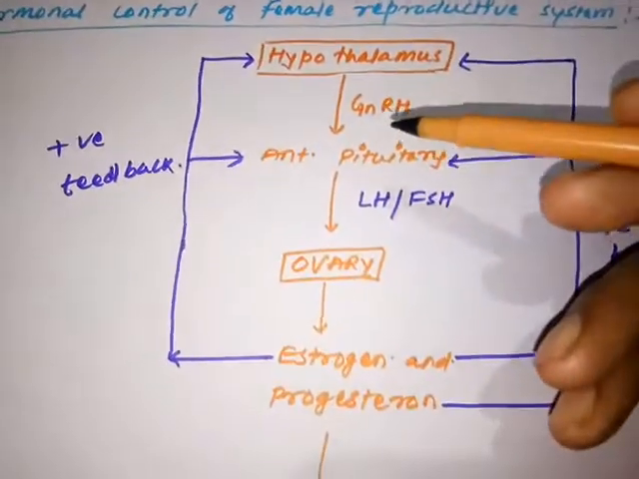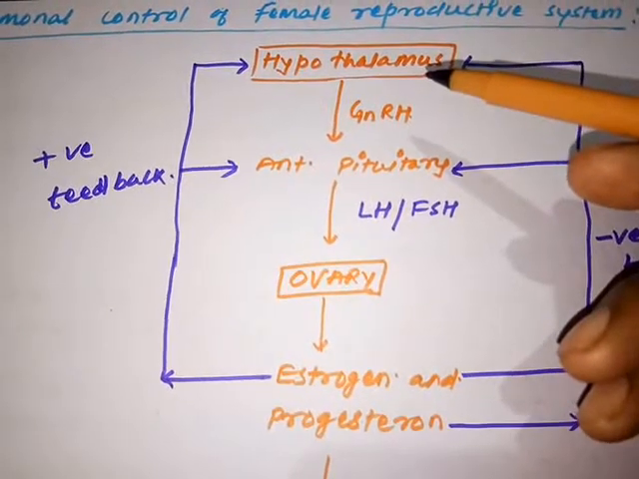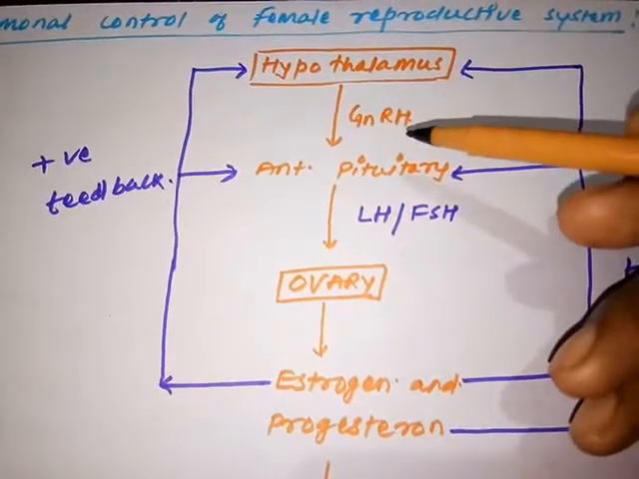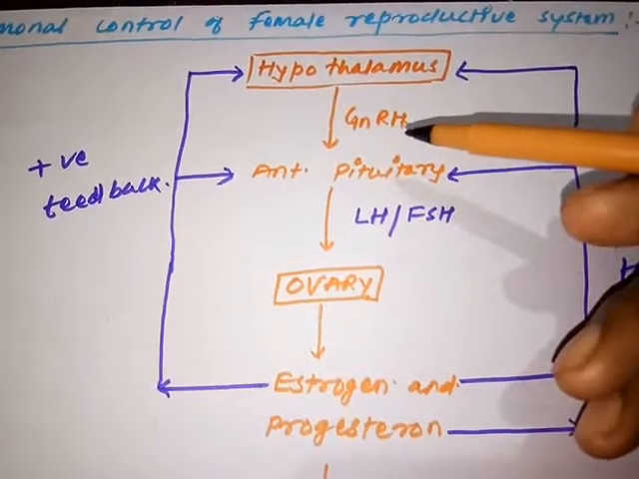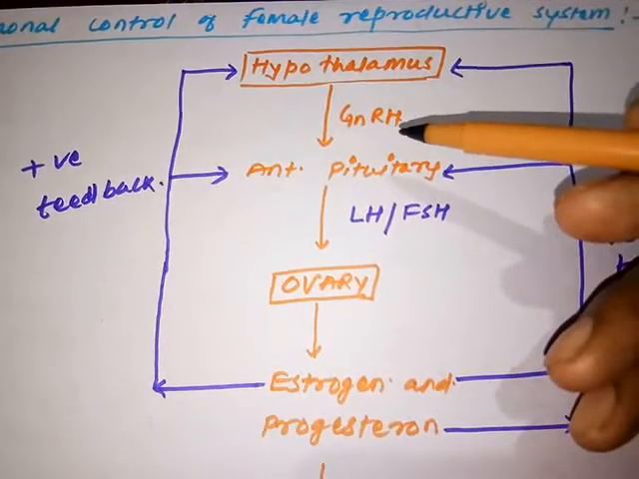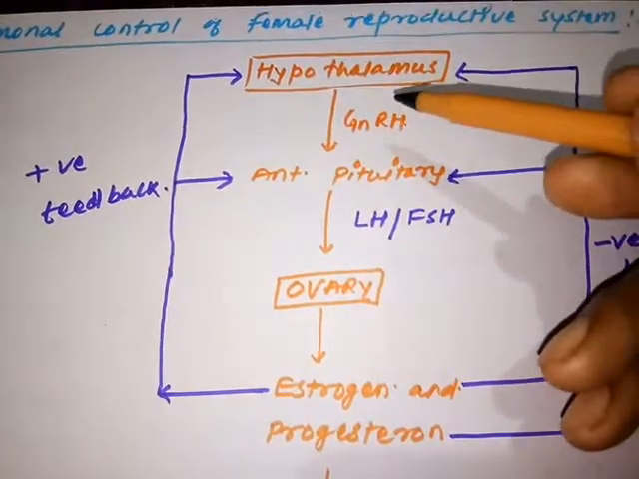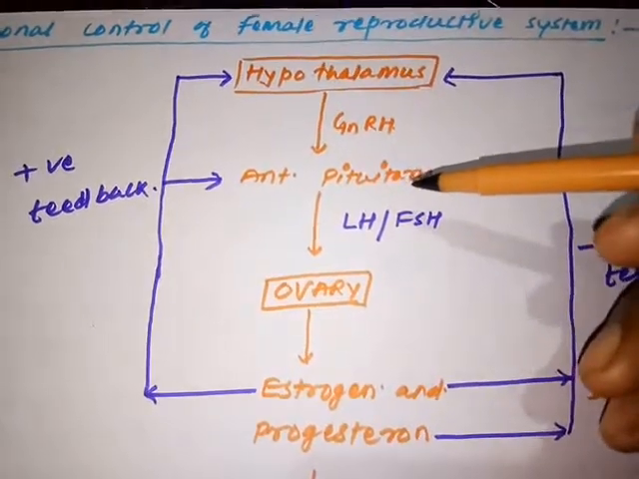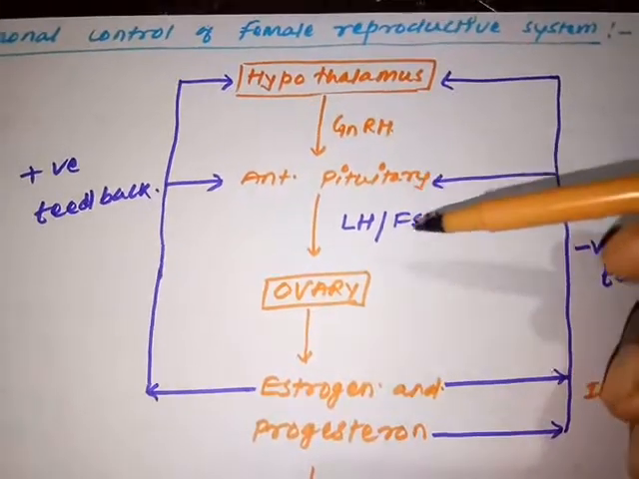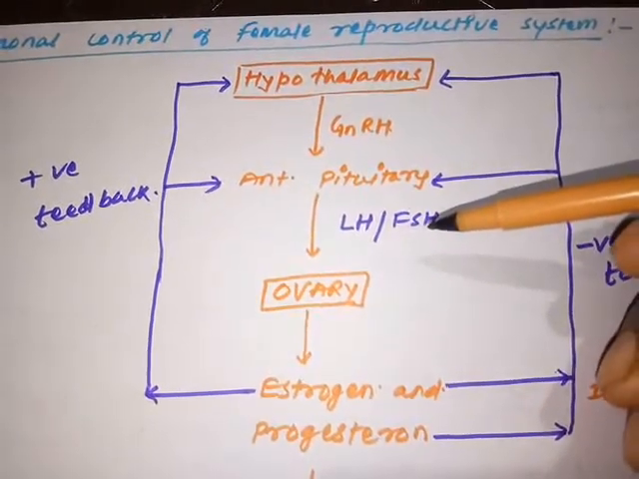Here, try to understand once again, the hypothalamus is the major structure, because it releases a factor called GnRH. We have already gone through gonadotrophins, the hormones which stimulate the ovary. So the hypothalamus releases gonadotrophin releasing hormone, which influences the anterior lobe of the pituitary, and here two hormones, LH and FSH, will be formed.